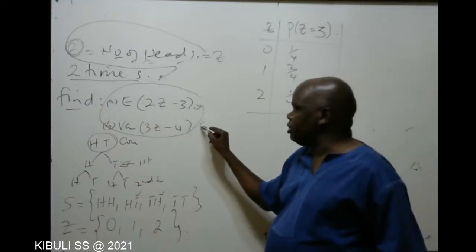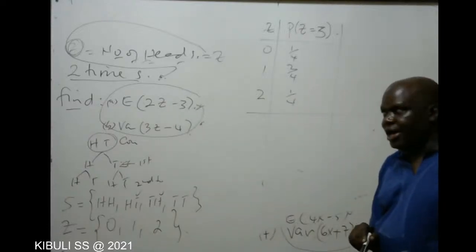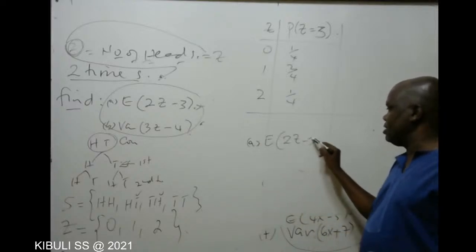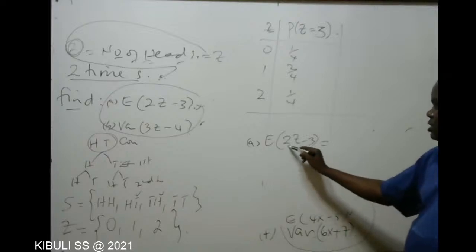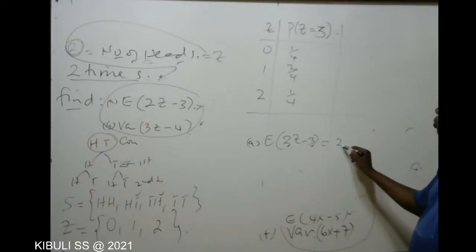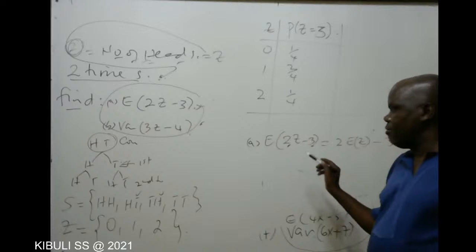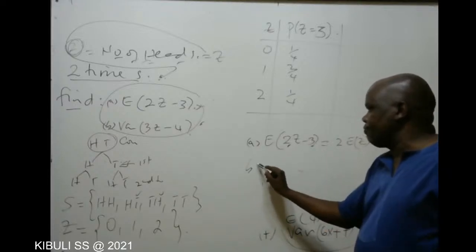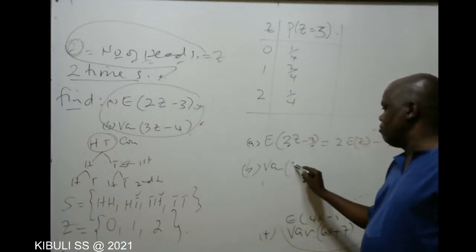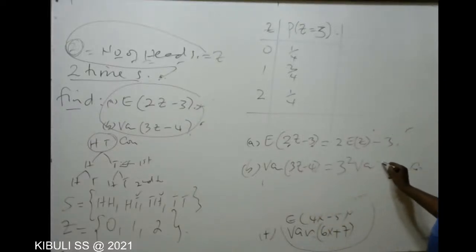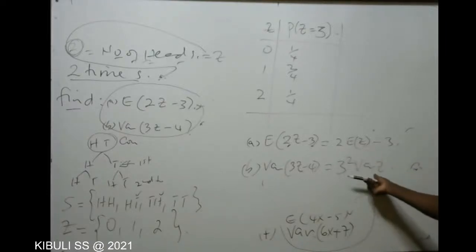From this question here, we must be aware that in A, we are looking for the expectation of 2z minus 3, which we know. This is a constant, this is also a constant. So that will be equal to 2 times the expectation of z minus 3. Are you seeing? So be mindful about that. Those are the properties, being the variance of 3z minus 4 shall be equal to 3 squared variance of z. So that means we need the expectation and we need the variance.